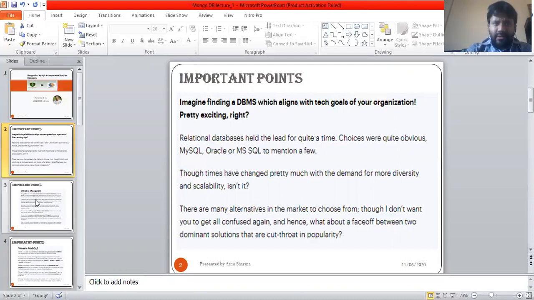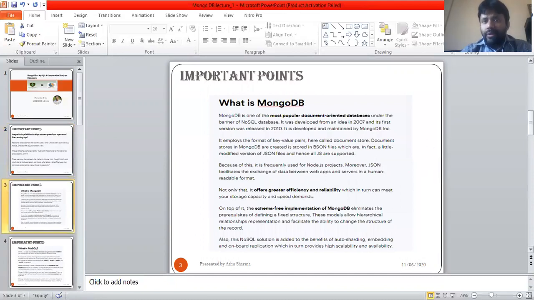So let's start with what exactly MongoDB is all about. MongoDB is one of the most popular document-oriented databases, under the banner of NoSQL databases. It was developed from an idea in 2007, and its first version was released in 2010. It is developed and maintained by MongoDB Incorporated. It employs the format of key value pairs. Generally, we see this as a dictionary structure. Here it is called a document store.